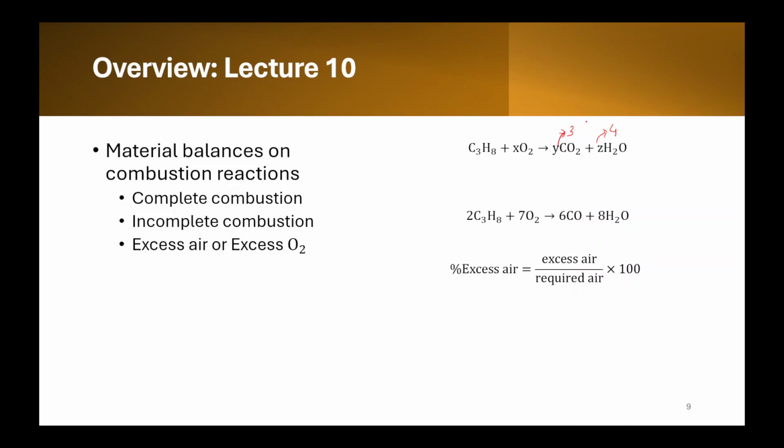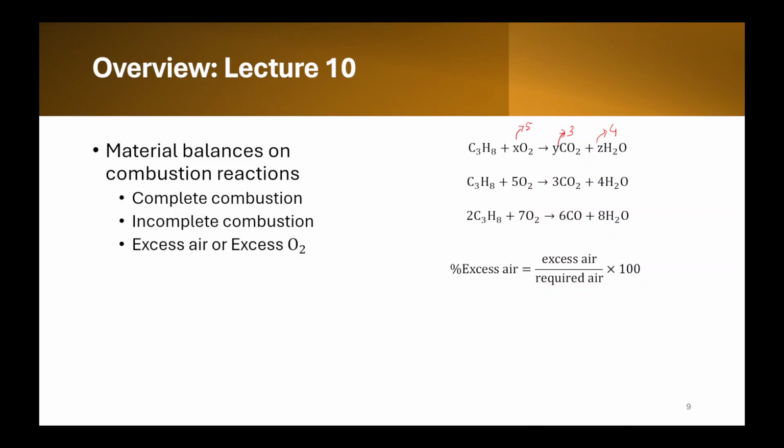Now we know the moles of oxygen from here. 3 into O2 gives 6, and 4 into O gives 4. So 6 plus 4 gives us 10 O, and since we have O2, X will be 5. So this is the answer. One mole of propane requires 5 moles of oxygen for complete combustion, which gives 3 moles of carbon dioxide and 4 moles of water. What if there are 2 moles of propane? Then you would require 10 moles of oxygen for complete combustion.